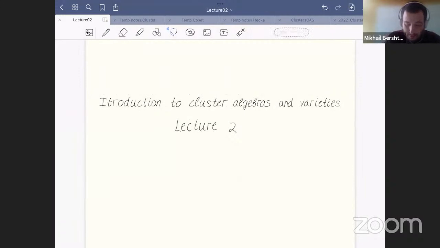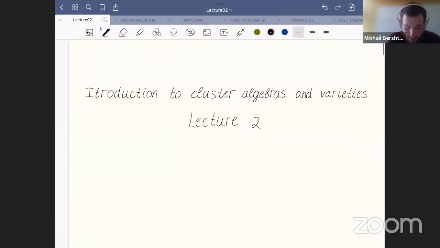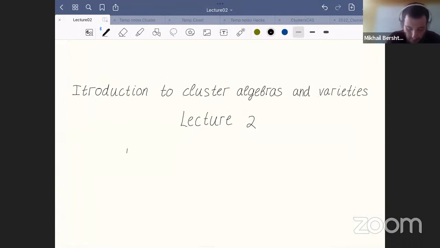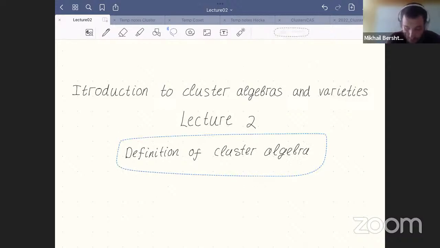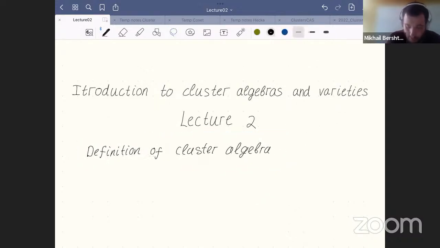Okay, so today is lecture 2, and its title is definition of cluster algebra, and, if time permits, I will talk about Lorentz phenomena.